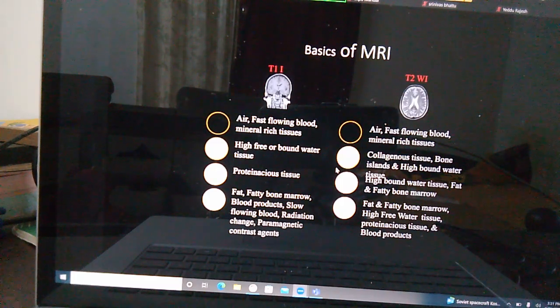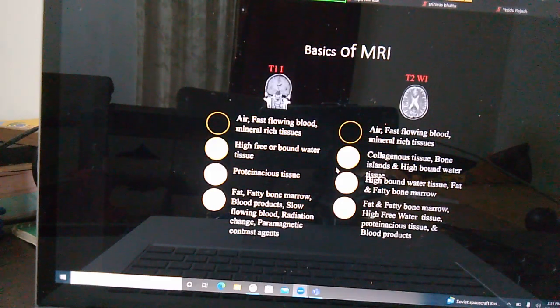Whereas on T2 weighted images, collagenous tissue, bound water like T1 weighted images, and small bone islands look like grayish matter. Proteinaceous tissue is a little whitish gray, like muscles and all that. Again, the muscle has a lot of protein, myoprotein, so the little whitish gray is there. And on T2 weighted images, high bound water tissue, fat and fatty bone marrow are a little whitish gray.